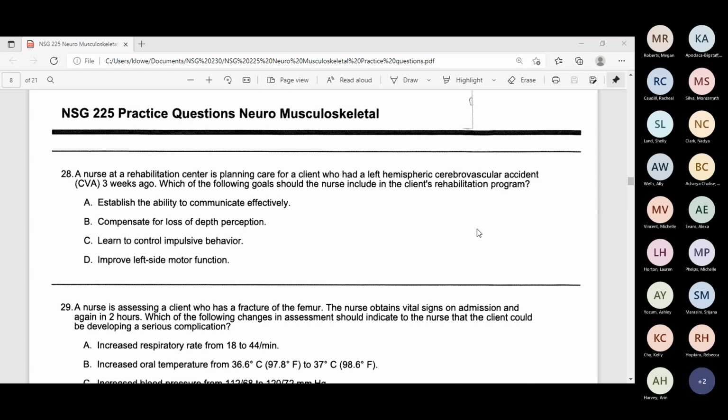I was looking through those responses and thought, well, we could rule out D automatically because if they have a left-sided CVA, improving their left-sided motor function wouldn't be one of our priorities. So again, thinking about what's controlled left versus right-sided, and that left would be ability to communicate effectively.